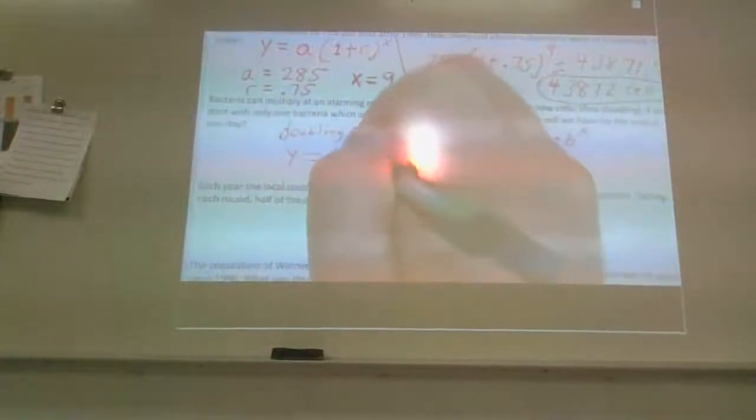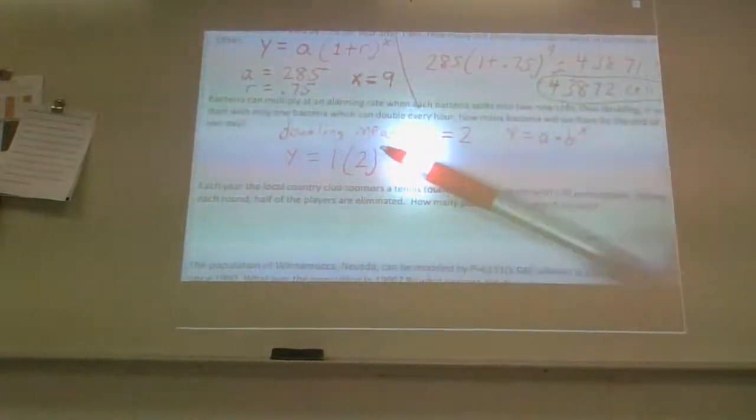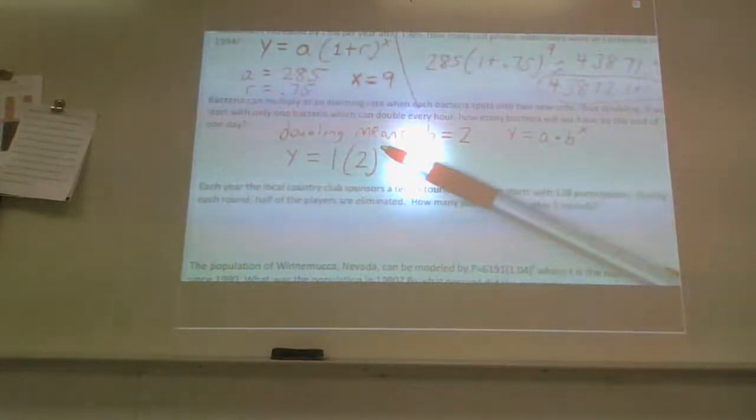Y equals 1 parentheses 2 to what power? Hold on. How many bacteria will we have at the end of 1 day? 1 day! So what do I put up there? It's at the end of 1 day. It's the time unit X. Say again? Why 24?